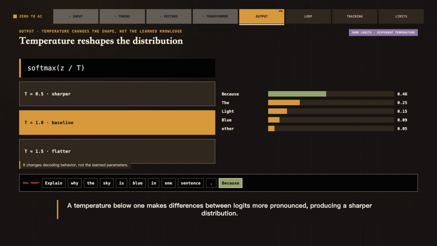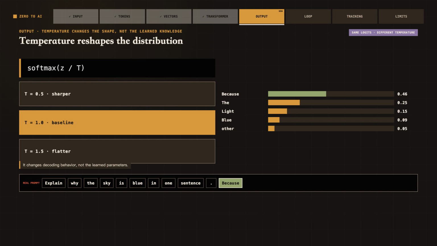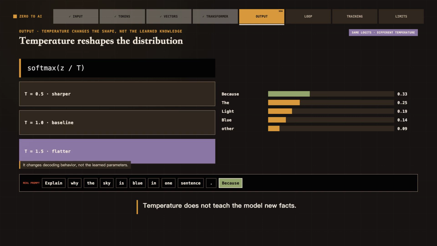A temperature below 1 makes differences between logits more pronounced, producing a sharper distribution. A temperature above 1 flattens the distribution and gives lower scoring tokens more chance. Temperature does not teach the model new facts. It does not rewrite the weights. It only changes how the existing next token scores are converted into a choice distribution.